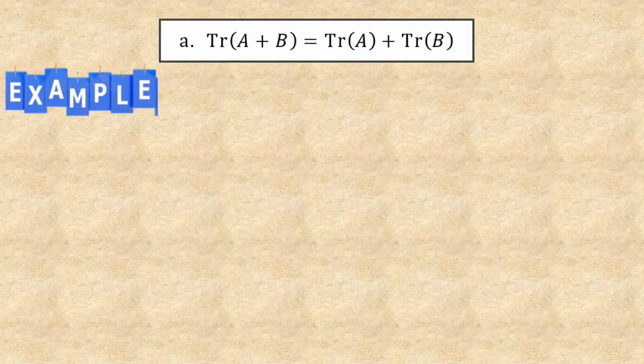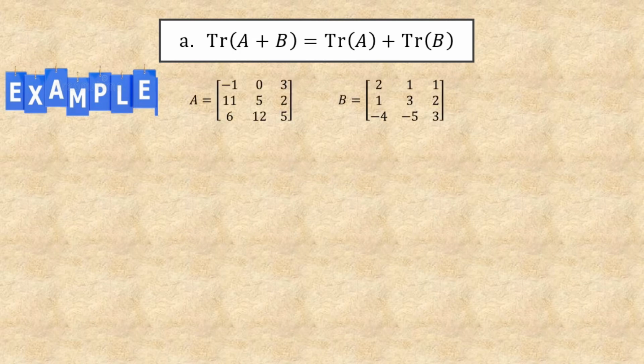Let's try this example to see if this property is satisfied. Given matrix A is equal to negative 1, 0, 3, 11, 5, 2, 6, 12, 5, and matrix B is equal to 2, 1, 1, 1, 3, 2, negative 4, negative 5, 3. First, let's find trace of A plus B. Add the given matrices. We can add two matrices of the same size by adding their corresponding entries.